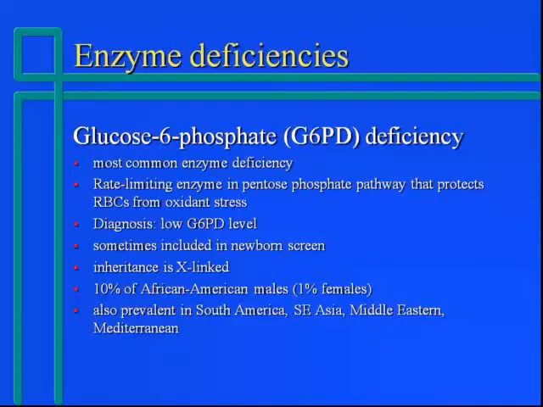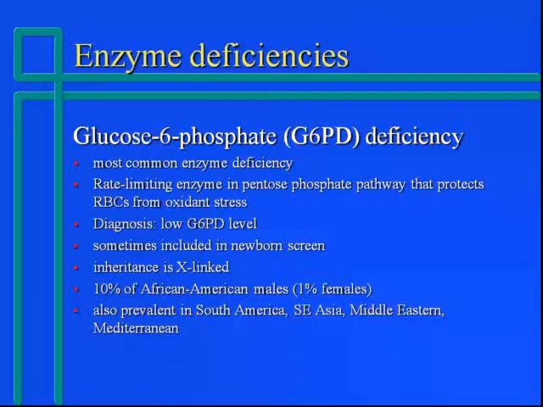Next, to discuss enzyme deficiencies, we've covered membrane and we've covered protein defects. And the last category of intrinsic hemolytic disorders are the enzyme deficiencies. The most common of these is glucose 6-phosphate dehydrogenase, or G6PD deficiency. G6PD is the rate-limiting enzyme in the pentose phosphate pathway, and it protects the red blood cells from oxidant stress. This is diagnosed by measurement of the G6PD level, and some states include this in their newborn screen.